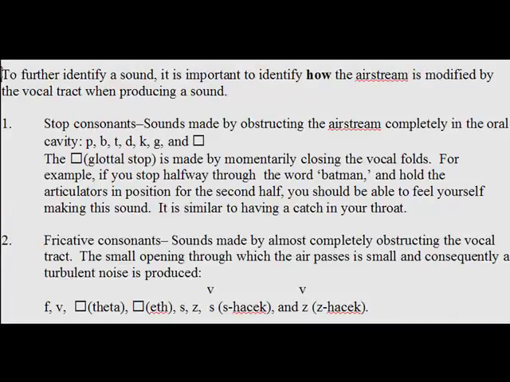To further identify a sound, it is important to identify how the airstream is modified by the vocal tract when producing a sound. Number 1, stop consonants. Sounds made by obstructing the airstream completely in the oral cavity. Total blockage of air. The P, the B, T, D, K, G, and this is called the glottal stop. The glottal stop is made by momentarily closing the vocal folds.